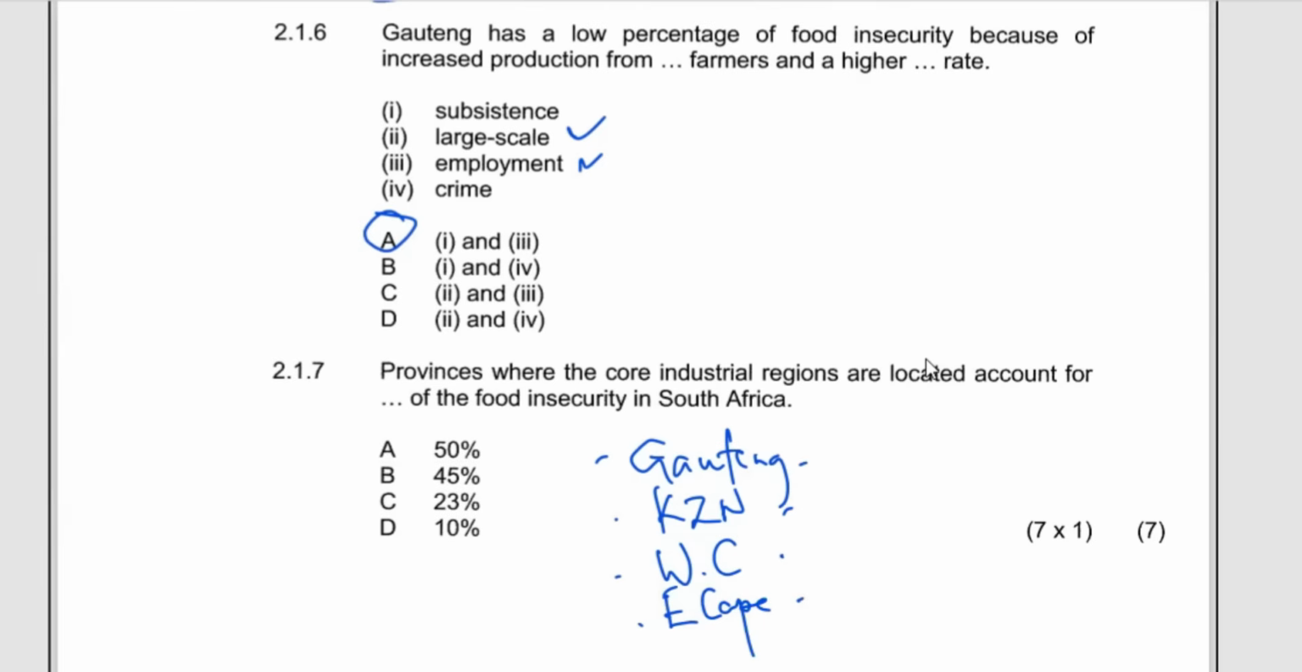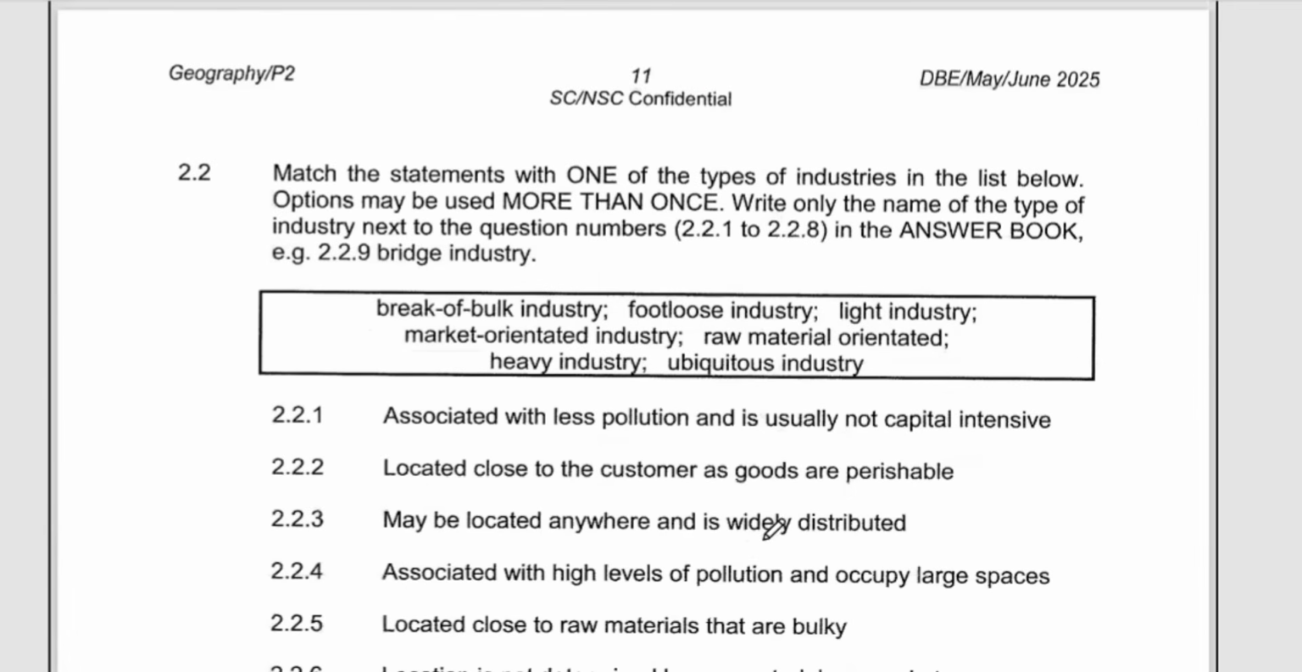Right, for that reason, we check Gauteng has got 8%, KZN has got 20%, Western Cape has got 2%, and Eastern Cape has got 20%. So if we check this, 8, 28, 30, 50. Right, we'll move on to the next question.